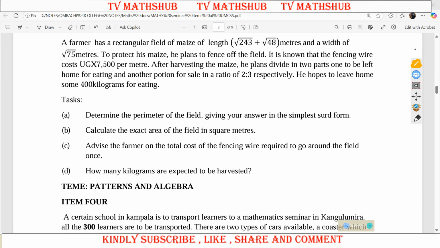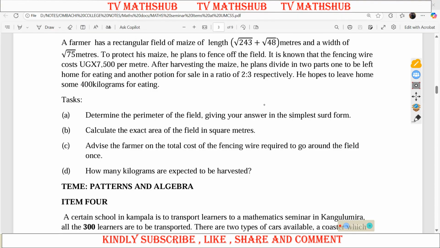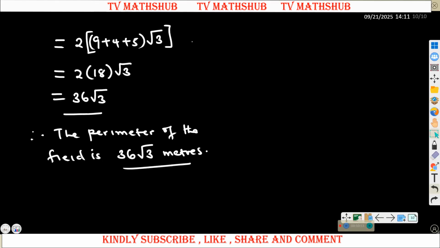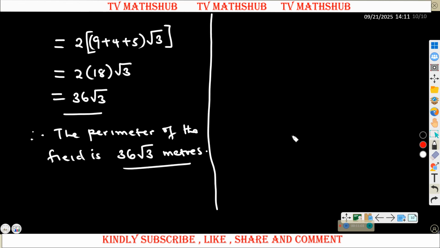In part B, we need the exact area of the field, in square meters. Now, to get the exact area, we must know what shape we are dealing with. Here, we are dealing with a rectangle. So how do we get the area of a rectangle? So this is part B.